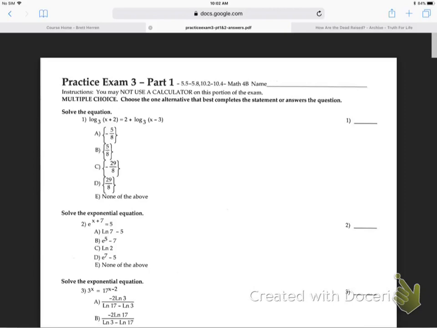Number 2, exponential. So it says e to the x plus 7 is 5. It's nice. All the answers have LNs in them, so you're probably going to be reminded, oh yeah, the LN thing. Which is kind of nice. Multiple choice helps out sometimes. Sometimes it's frustrating, like when it's E and stuff, but take the good with the bad, I guess.